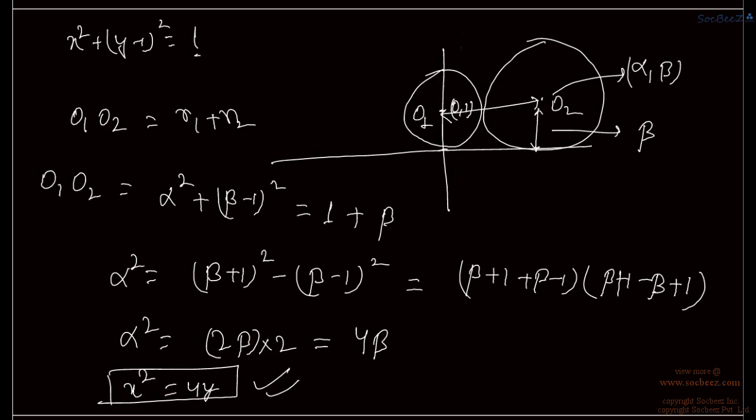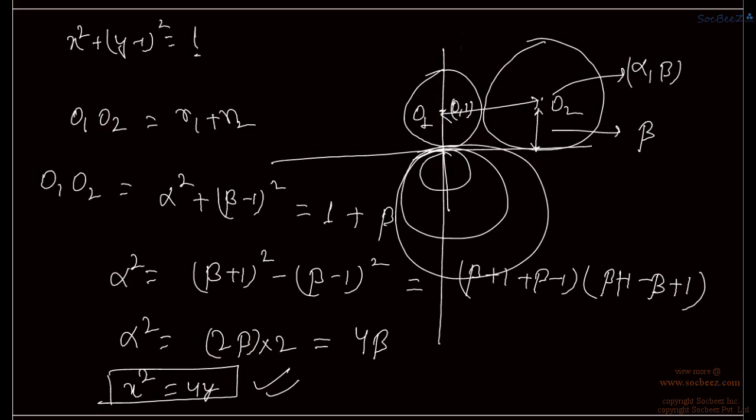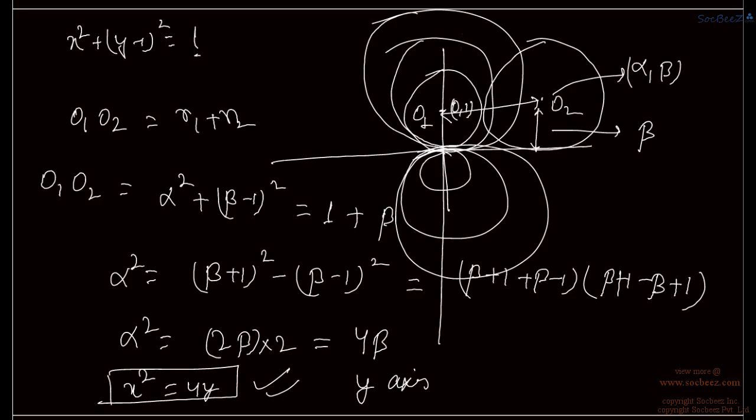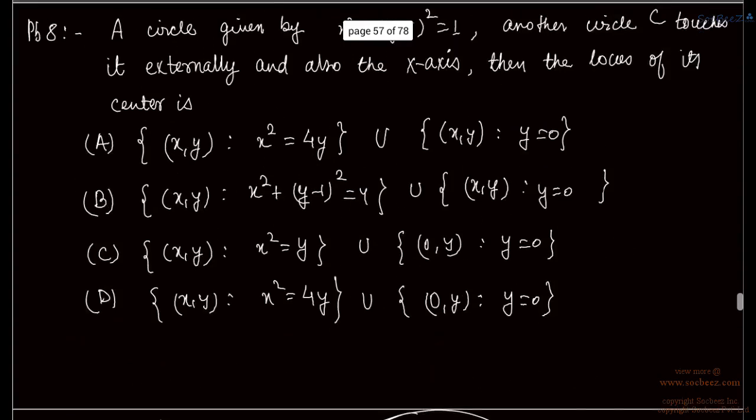But one point to note is that this circle is touching the x-axis as well as touching the circle externally. One more type of circle we can get. See, this circle is also touching the x-axis and the circle externally. Similarly, this circle, and its center is on the y-axis. Like this, on this side also we are getting circles which satisfy the condition. So we are actually getting two loci. One is x square is equal to 4y and another is the y-axis, that is y is equal to 0.